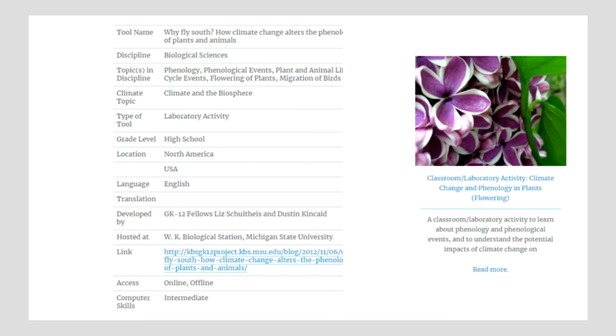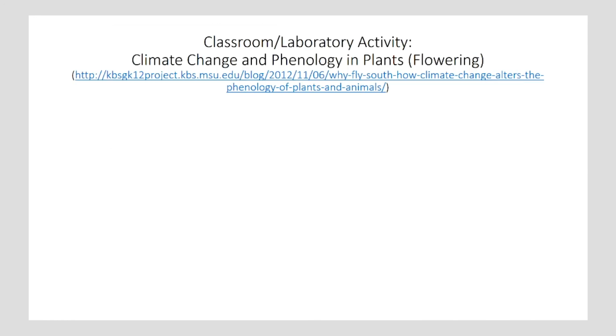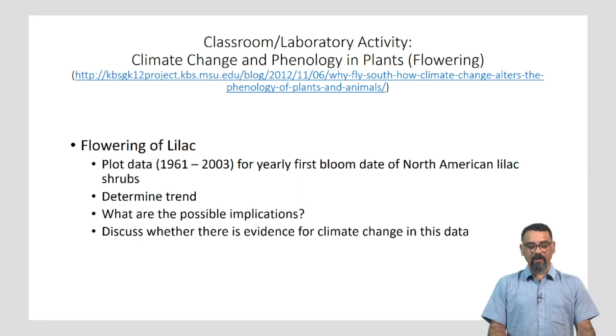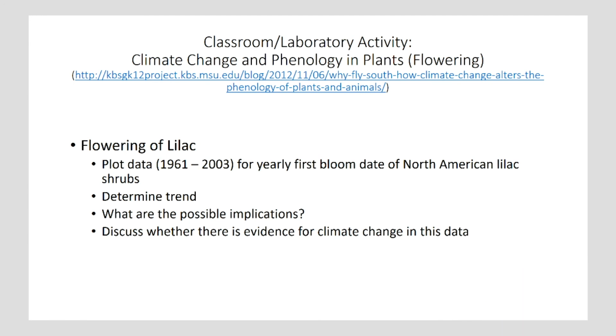This tool has been developed and is hosted at Michigan State University at the link that is shown here. In this particular activity, students can plot data from 1961 to 2003 for the yearly first bloom date of North American lilac shrubs. They can determine the trend, they can understand what the possible implications are, and discuss whether there is evidence for climate change in this particular data.